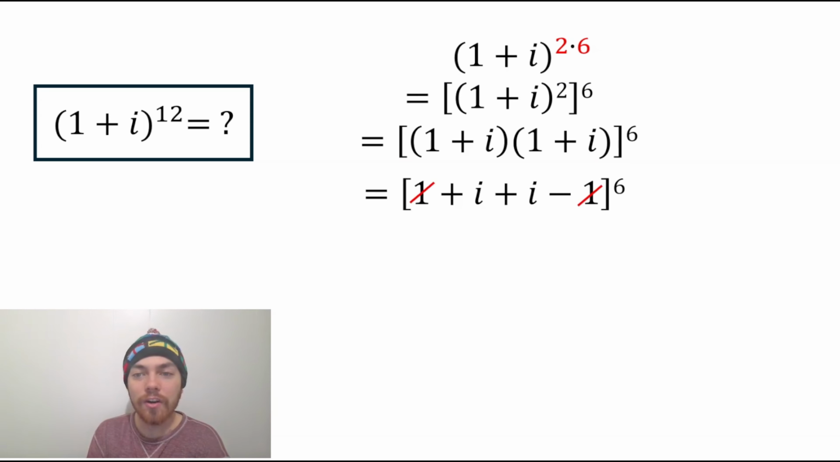Now the 1's are going to cancel. We have 1 and minus 1. 1 minus 1 is 0. And i plus i is just 2i. So we end up with (2i)^6.